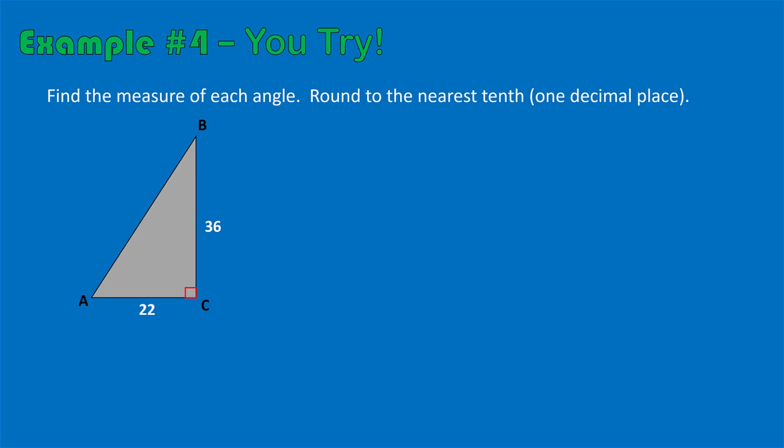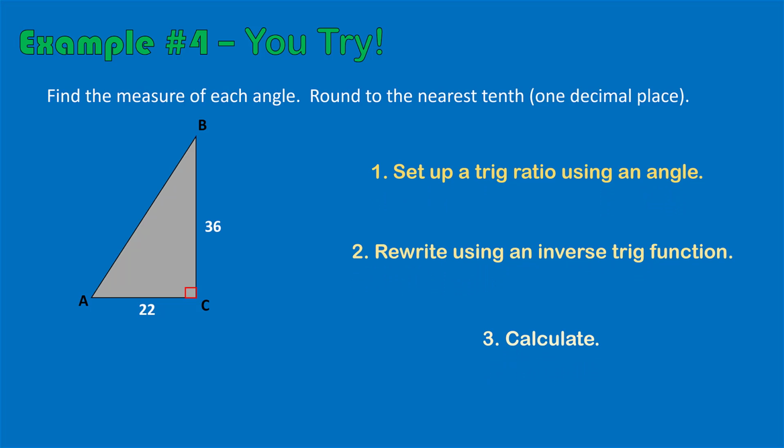All right, example number 4 is for you to try. Find the measure of each angle and round to the nearest tenth. Here are the steps to help you remember. Now go ahead, press pause, find the measure of angles A, B, and C.